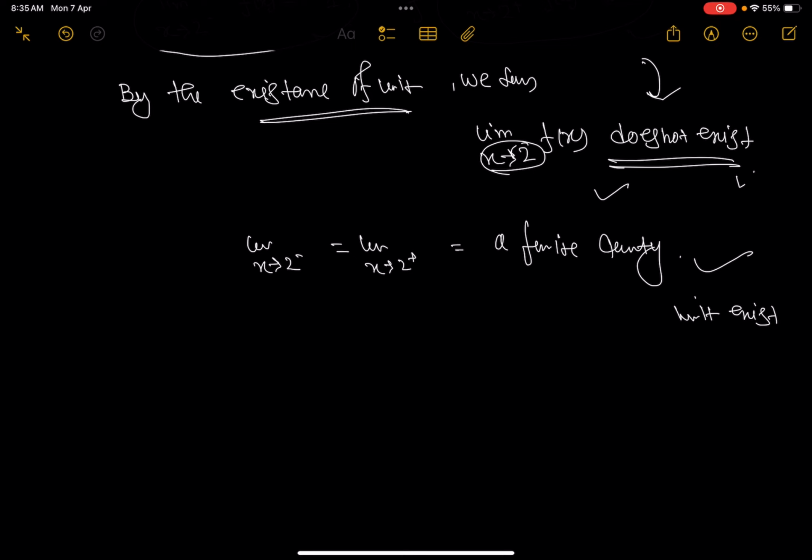The same problem we can see by a graphical idea. This is the example, this is y.